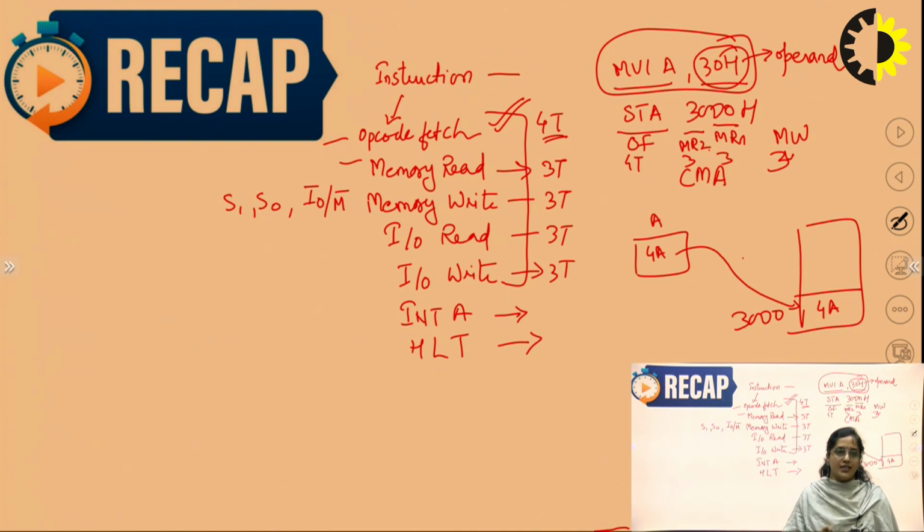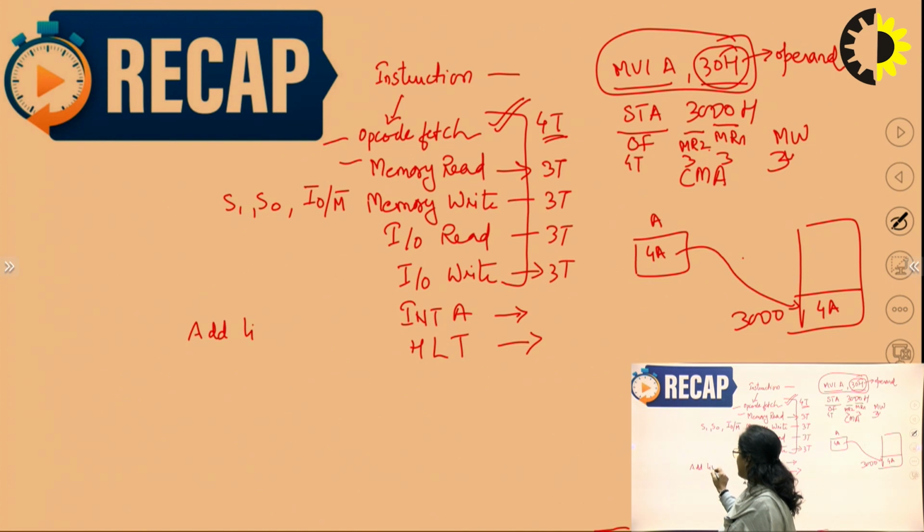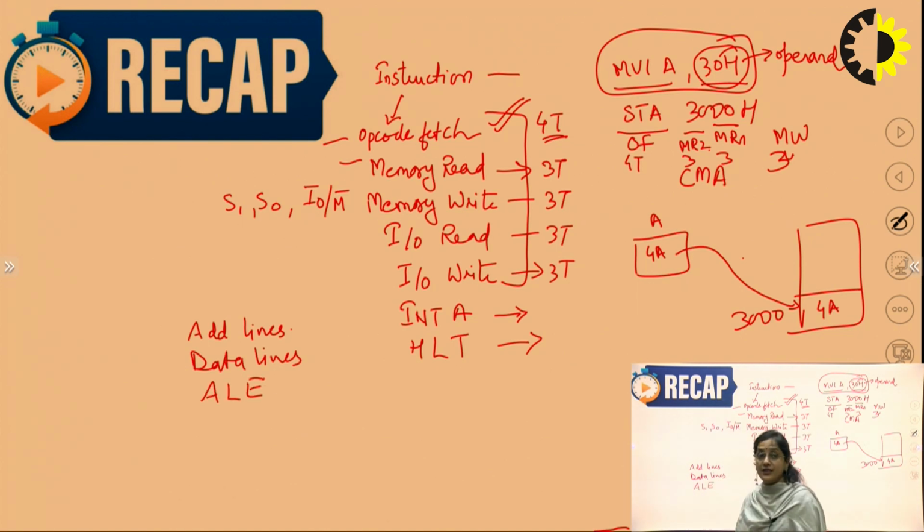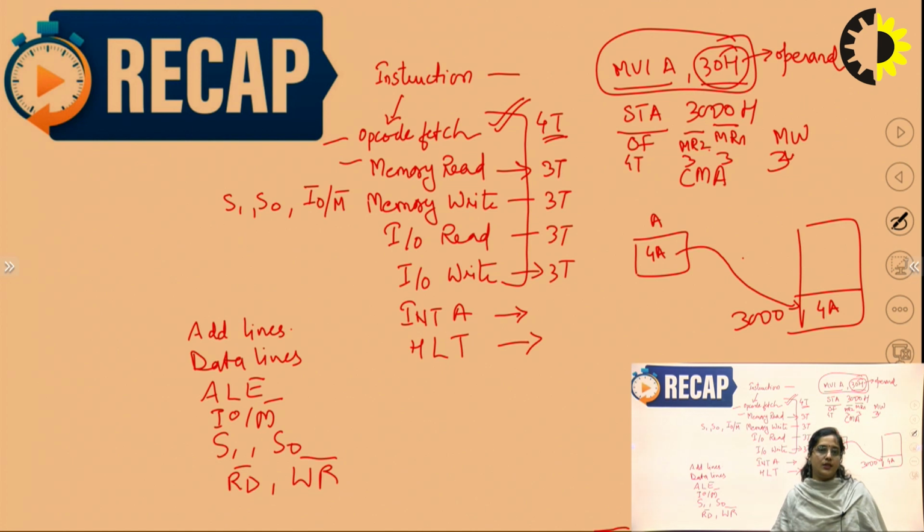The status signals are S1, S0 and IO/M bar. The values of these three will decide which operation the microprocessor is performing. So in the timing diagram, we are going to mention the address lines, the content of the address lines, and the content of the data lines. We will draw ALE, address latch enable. We will draw IO/M bar, that is a control signal, S1, S0, the read signal and the write signal.